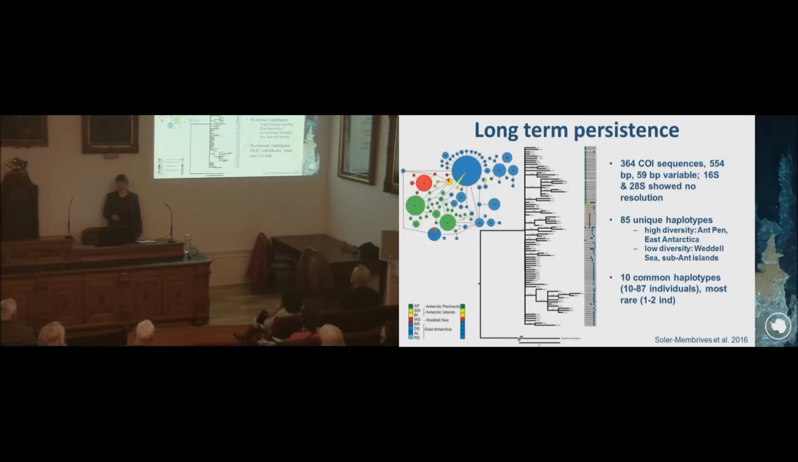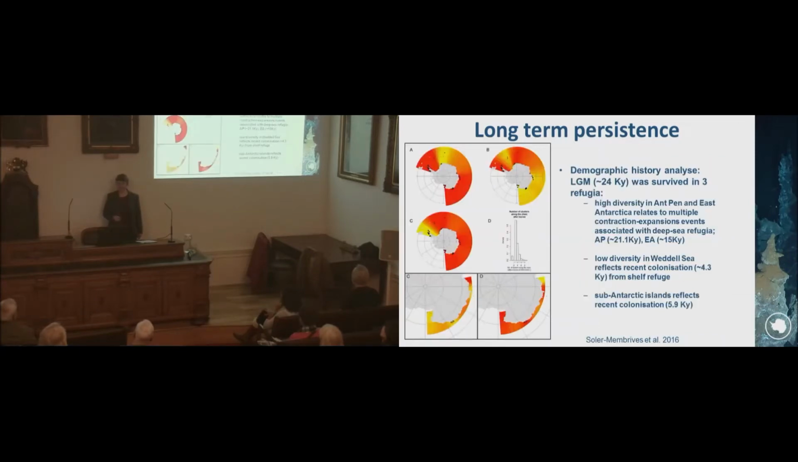And we looked at how did they survive in the Antarctic? How did they survive the last glacial maximum? Because it's a species that prefers to live on the shelf, in the shallower waters. The highest abundances are found between 400 and 800 meters.